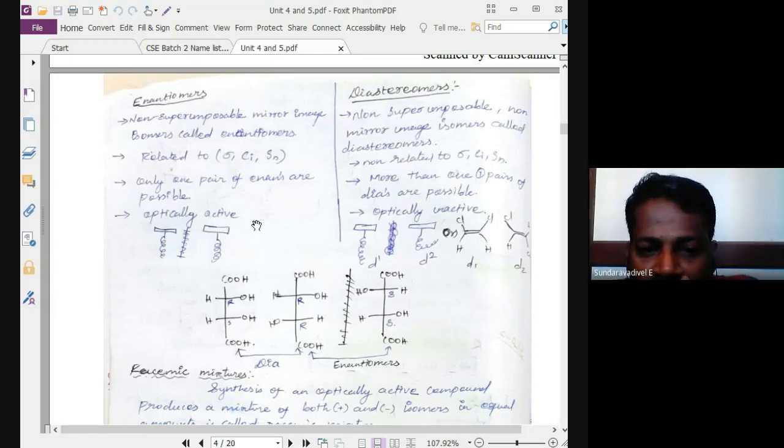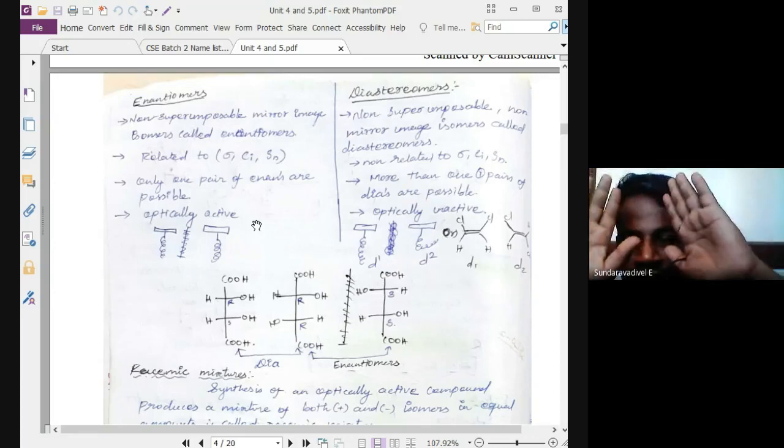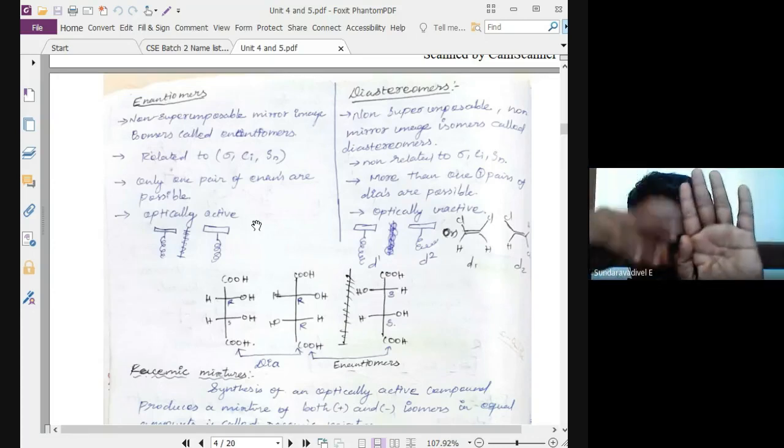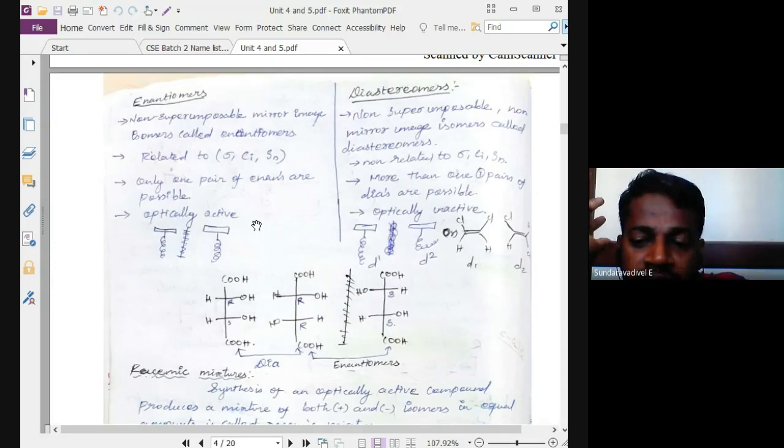And in the enantiomer, only one pair of enantiomers is possible. That's what, right hand means left hand. Only one pair of enantiomers is possible. But in the diastereomer, more than one pair of diastereomers is possible. And enantiomer is optically active, because it is related to the sigma.